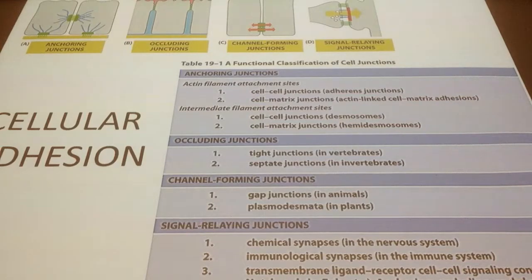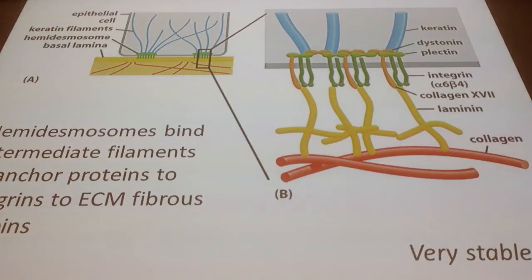So we'll go with that first, and then we'll talk about occluding junctions, where in vertebrates the only occluding junction is the tight junction. We're not going to talk about invertebrates at all. And then with these others, we'll talk about gap junction and plasmodesmata, and also the chemical synapse. We'll talk a little bit about how that works in the immune system as well. So let's get started.